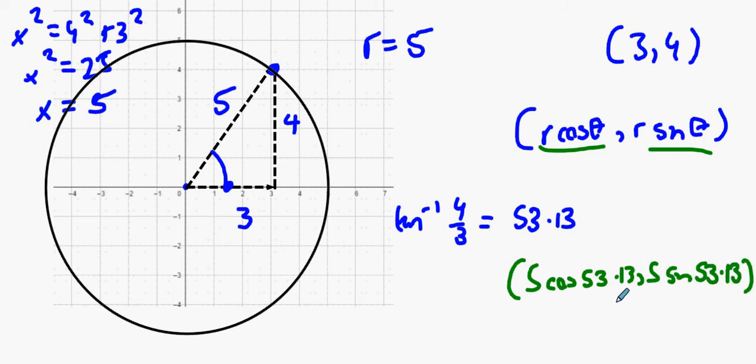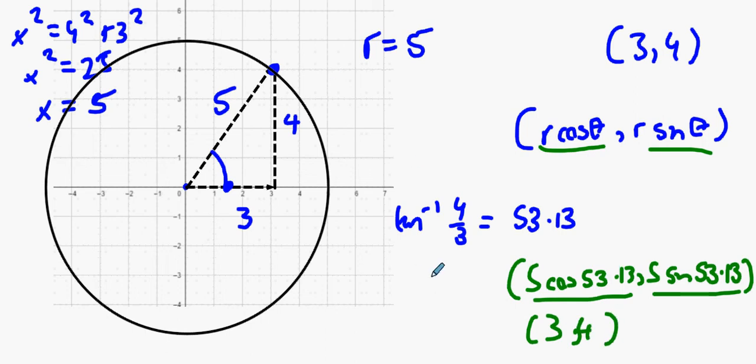Okay, and if I put that back into my calculator, if I write down 5 cos 53.13, I actually get 3.000. If I put 5 sine 53.13 into the calculator, I get 4. It's basically just a different way of writing coordinates.